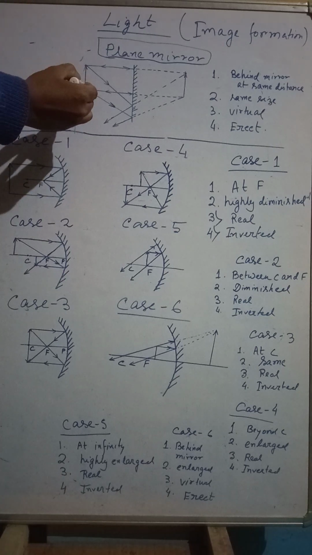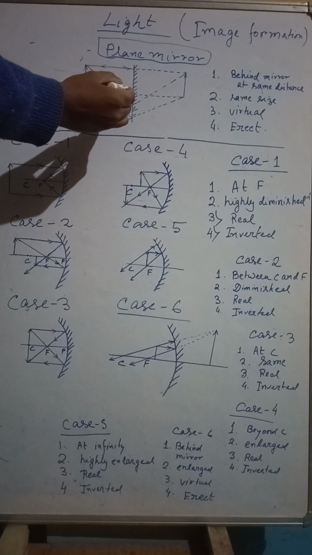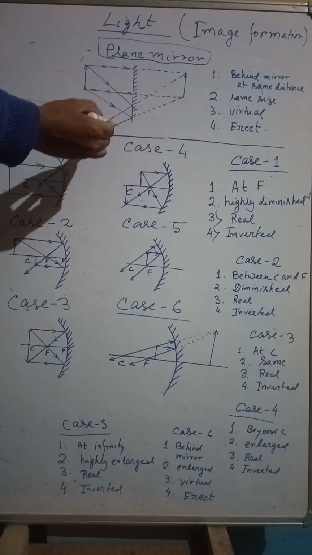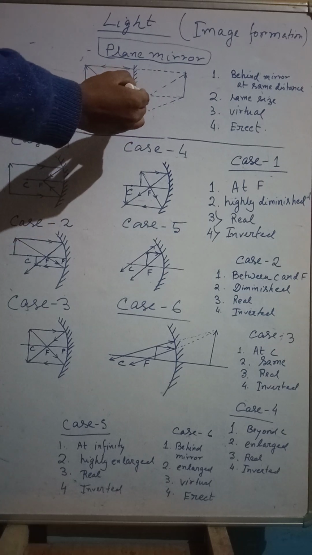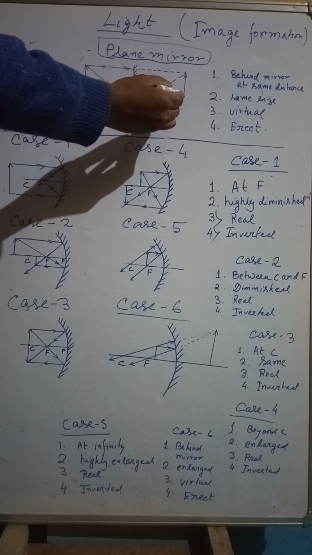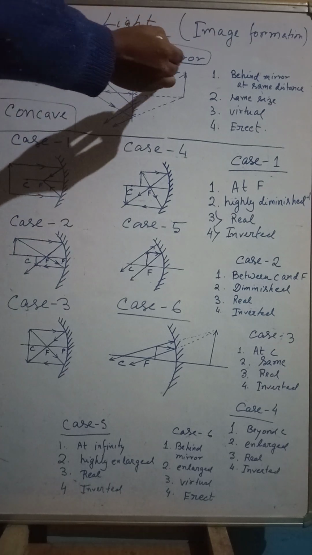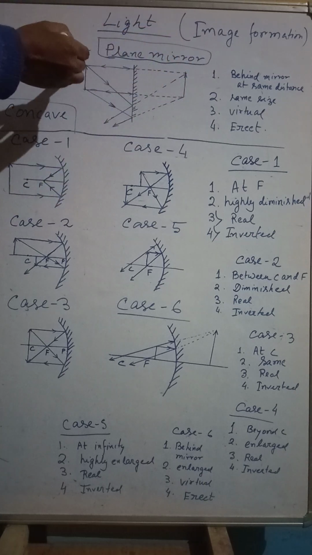Another incident ray from the bottom of the object. This is the incident ray, falling on the mirror with an angle of incidence of 0 degrees. This is the reflected ray. This is the other incident ray, and this is the reflected ray. Extending the reflected rays, here I get this point of the image. So finally I get the image here. This is the image and this is the object.